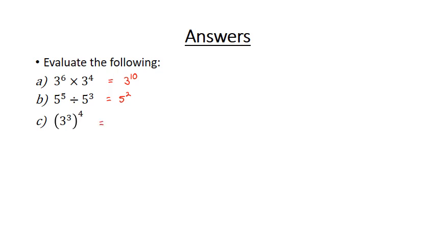In our last question, we've got a base number of 3 to a power of 3, and then all of that in brackets to a power of 4. We keep the same base number, but we multiply the indices in this case, which gives us 3 to the power of 12.